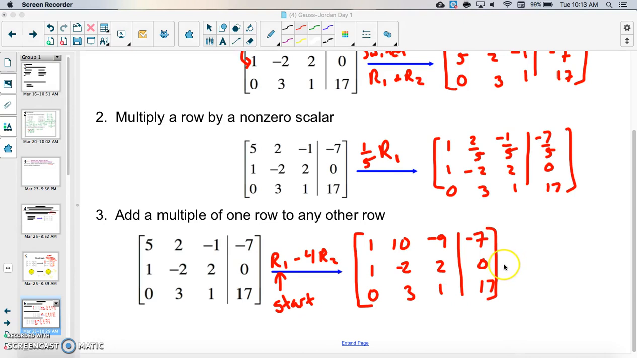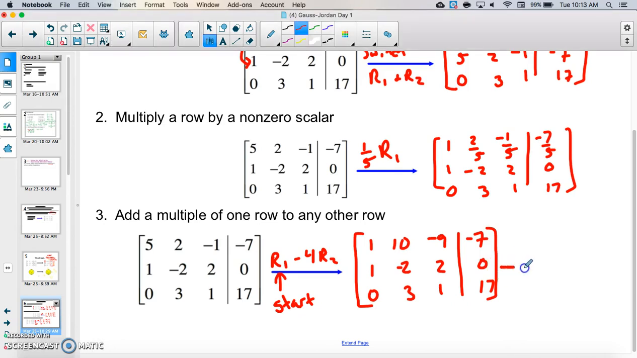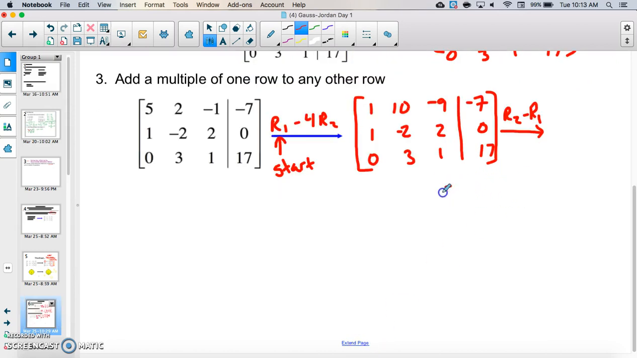Just another quick example of that. Instead of doing a multiple, you could also just do row 2 minus row 1. If I did row 2 minus row 1, that's going to do 1 minus 1, which will give me that 0 in this position, which is a goal. I'm running out of room a little bit, so I'm going to write it down here.